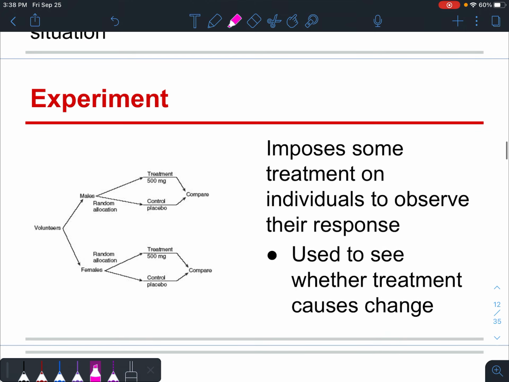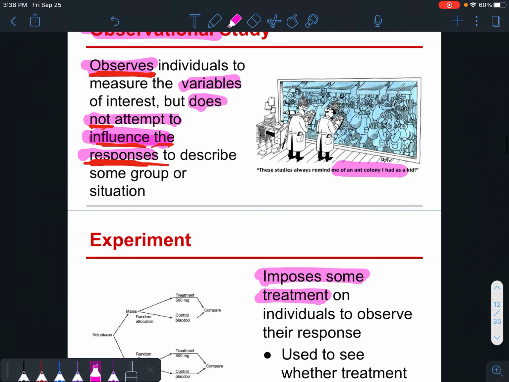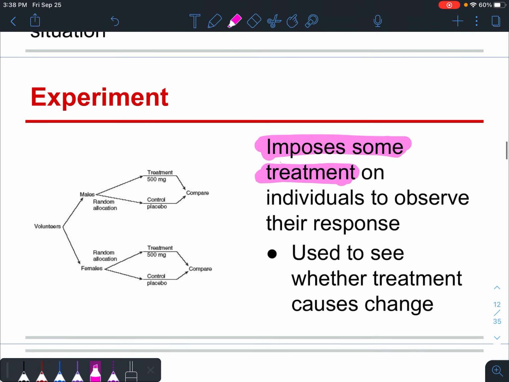In an experiment, on the other hand, this does impose some treatment. This is going to be quite different from an observational study, where we're just sitting back. In the experiment, we're right in the mix, and we're purposefully manipulating the situation, the subjects, if you will. Some words that you're going to see.